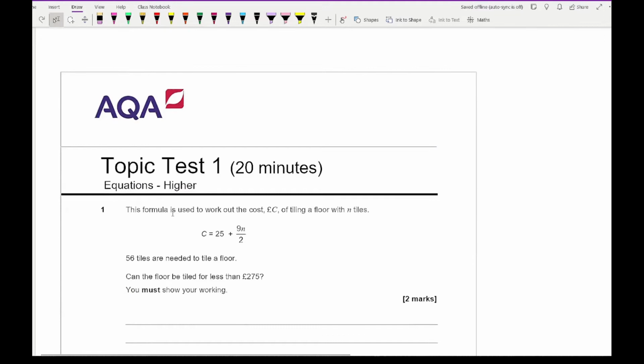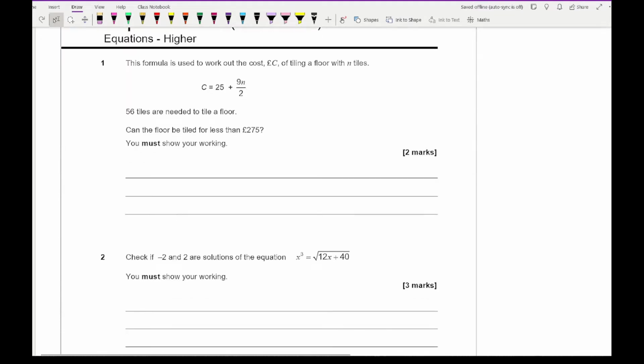Looking at question 1, it says that this formula is used to work out the cost of £C of tiling a floor with N tiles, and it says 56 tiles are needed to tile the floor. Can the floor be tiled in less than £275? For this, all we need to do is substitute N equals 56 into this formula.